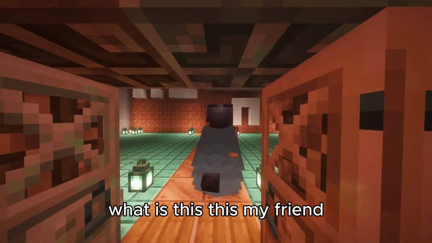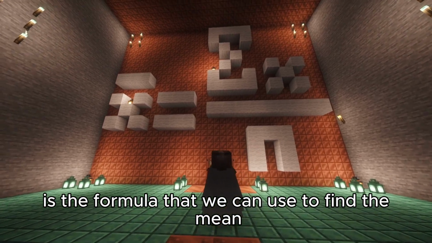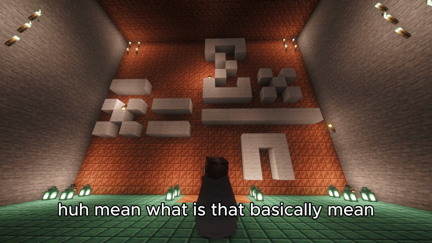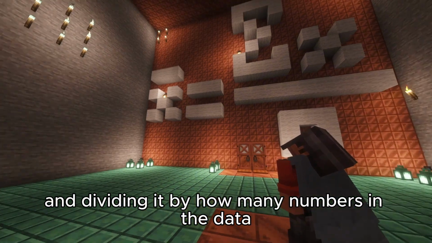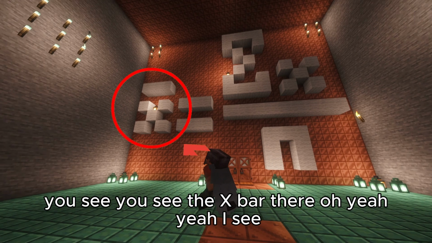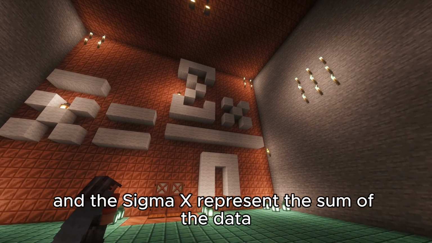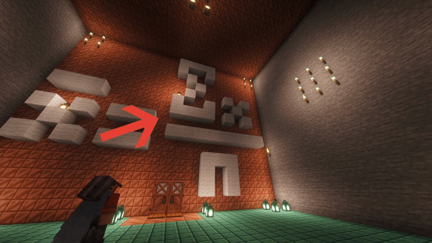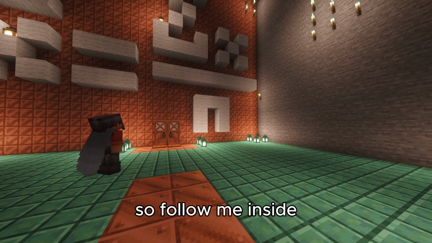Whoa! What is this? This, my friend, is the formula that we can use to find the mean. Huh? Mean? What is that? Basically, mean is just adding all the numbers and dividing it by how many numbers are in the data. So, the X bar represents the mean. You see the X bar there? Oh, yeah, I see. And the sigma X represents the sum of the data, and the N represents the total number of data. So, follow me inside.